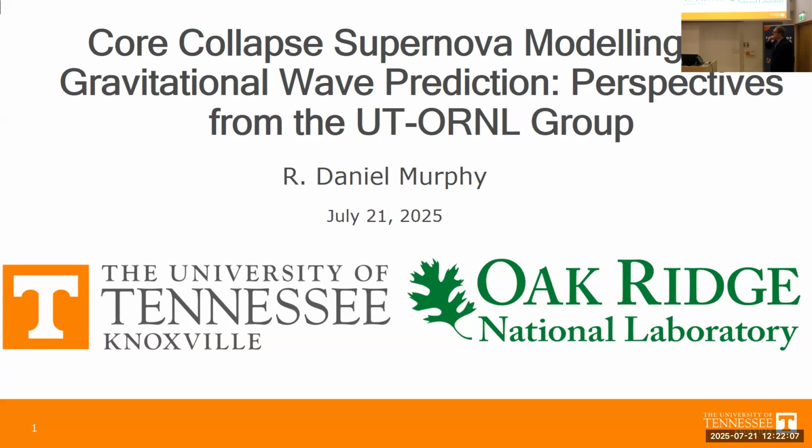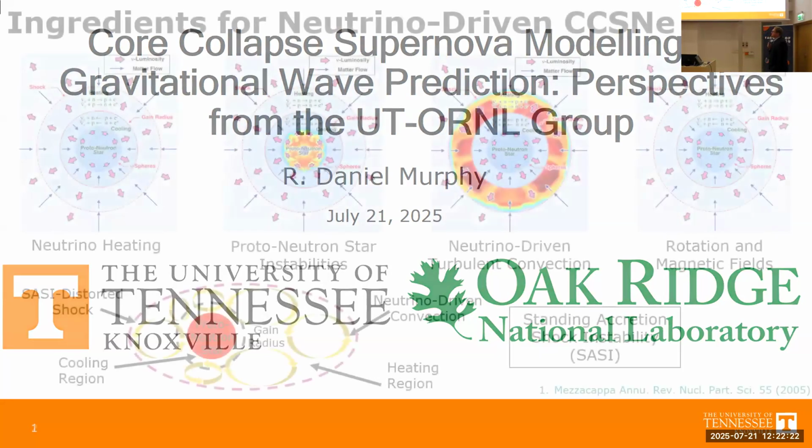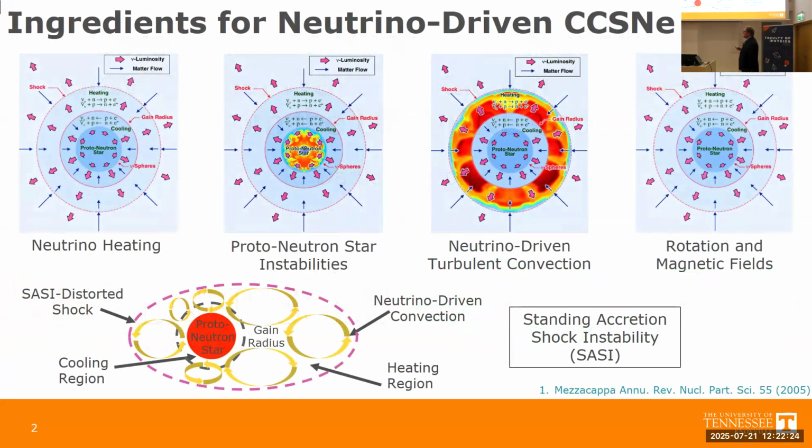So I'm going to talk today about the modeling efforts and the gravitational wave parameter estimations and predictions that we're getting from the University of Tennessee and Oak Ridge National Lab group. So we learned about all this today, so it's just here as a brief refresher.